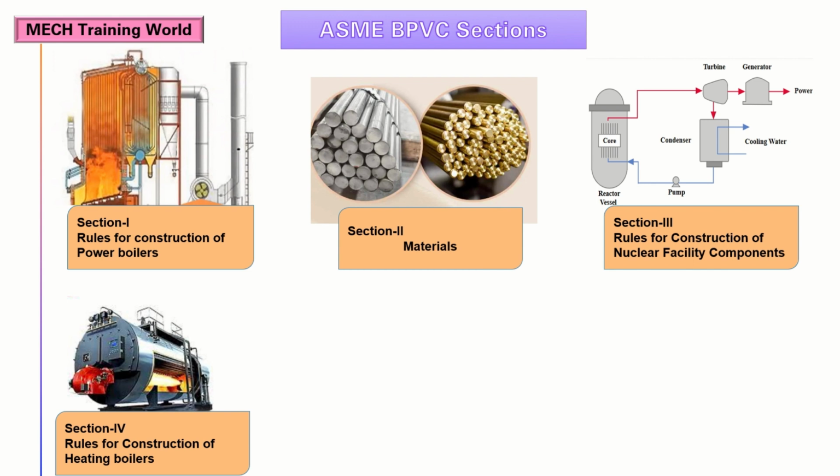And next one is Section 4, that is rules for construction of heating boilers. This section was initially created to address room heating. Countries like Canada, USA and Europe have very cold climates, right? That's why they used these heating boilers for heating their buildings and rooms. And now various industries are also using these heating boilers for their processes. I hope you understand why the heating boiler section was developed.